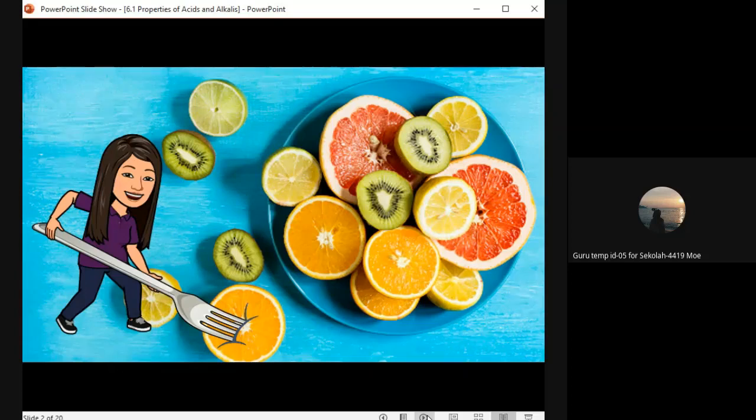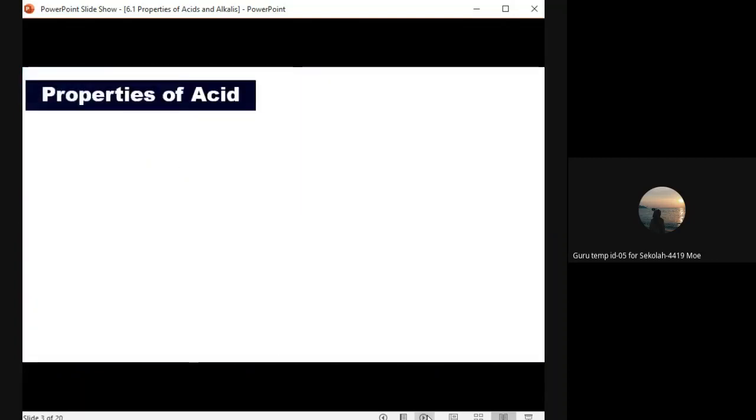So what is the common taste of these fruits shown here? What do you think is the common taste of these fruits shown here? All of them are classified as acid. Acid, okay. So Vinesh also says acid. So we will find out more in a little while, right? Okay, so let's look at the properties of acid.